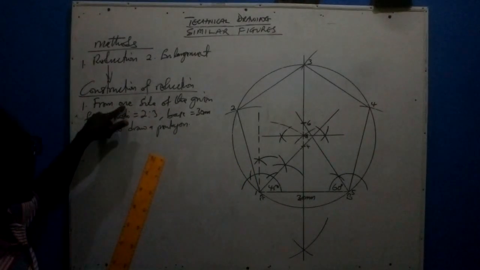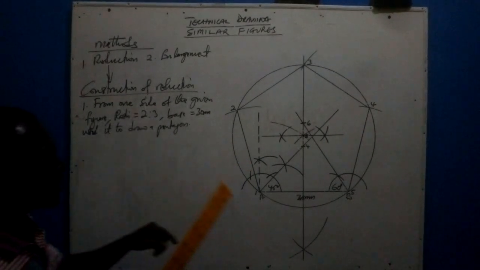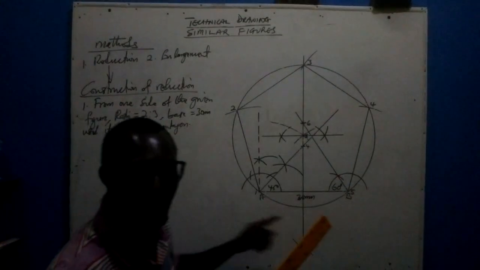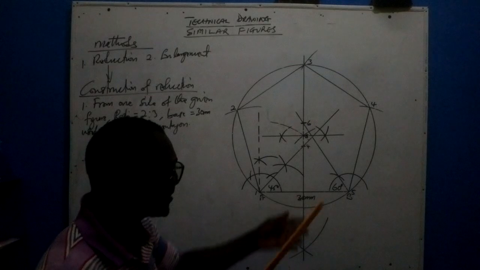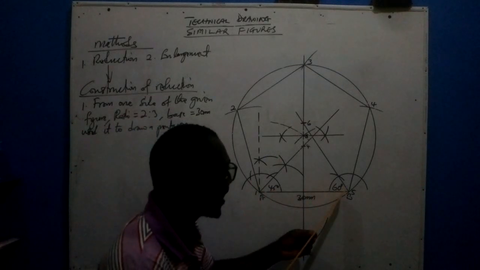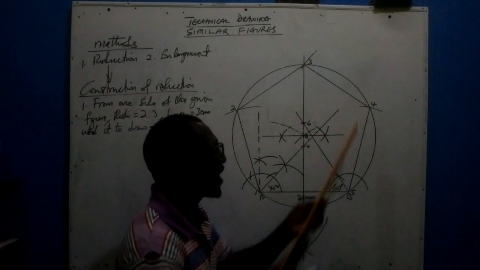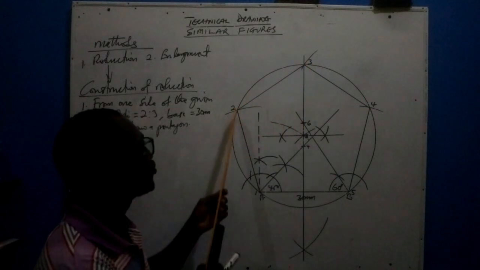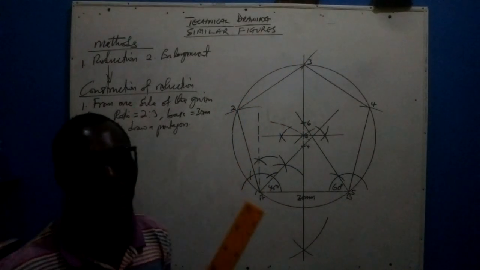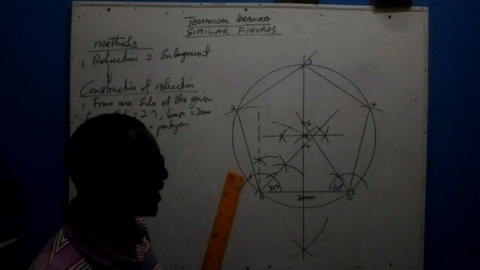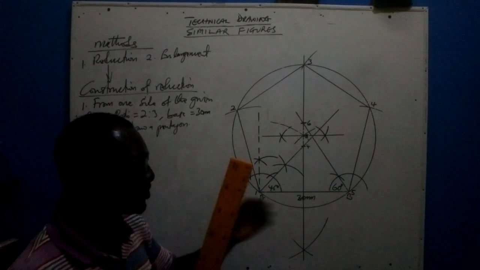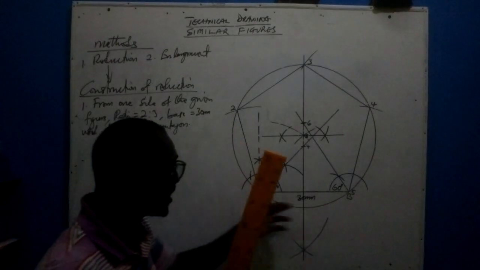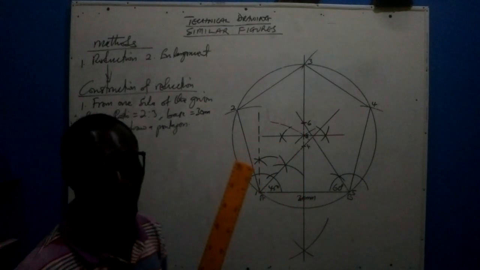It said from one side. It's talking about one side. It's talking about the sides, the vertices. From one side, 1 to 5, 5 to 4, 4 to 3, 3 to 2, 2 to 1. Any of them is a side. And because I want it to be simple for me, I'm using the base side, which is the AB, which is 1 to 5, to do it.